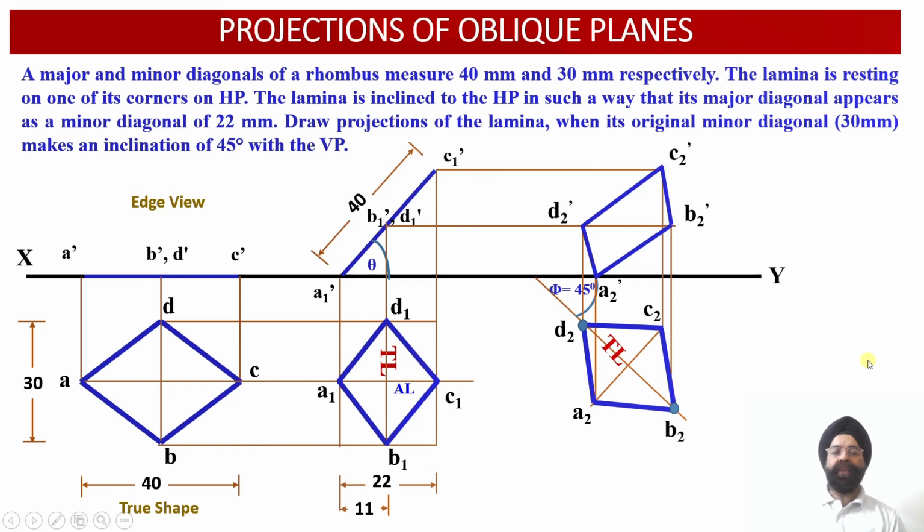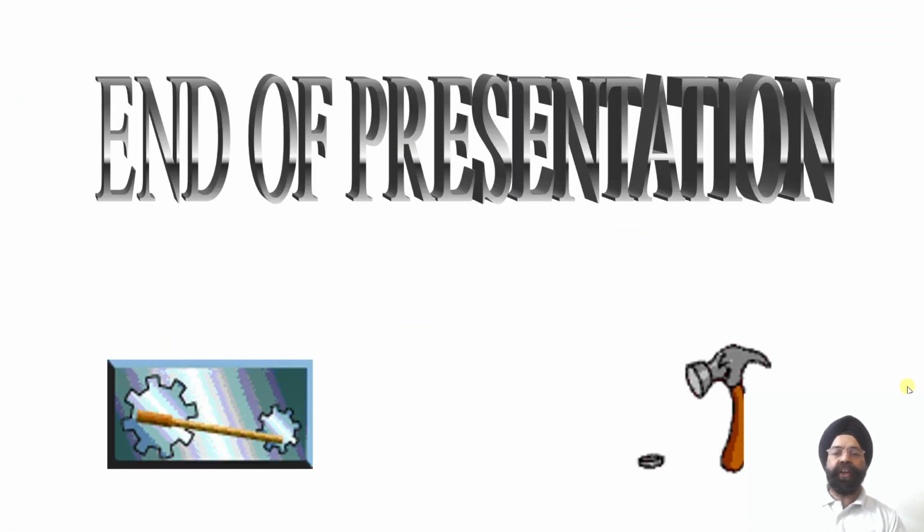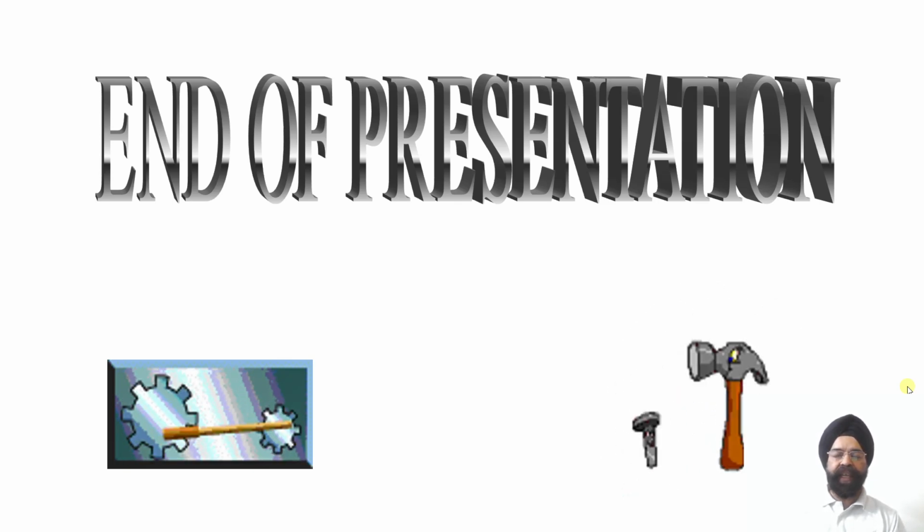I hope that through this discussion you have understood the procedure to evaluate the orthographic projections of an oblique rhombus shaped lamina which is inclined to both the horizontal plane and the vertical plane. We will be continuing with further discussion regarding a few more illustrative cases of projections of planes in the coming lectures. Thank you very much.